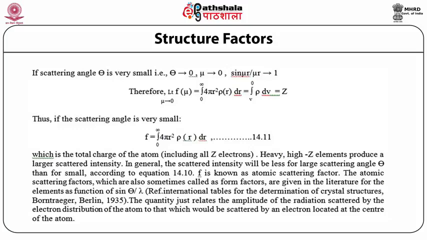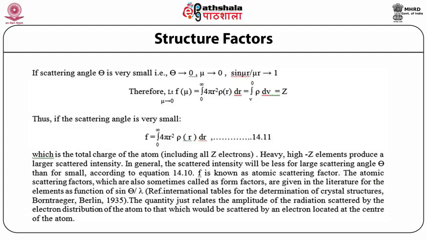Thus, if the scattering angle is very small, F is equal to the integral from 0 to infinity of 4 pi r square rho of r dr, referred to as equation 14.11, which is the total charge of the atom including all Z electrons. Heavy, high Z elements produce a larger scattered intensity. In general, the scattered intensity will be less for large scattering angle theta than for small, according to equation 14.10. F is known as the atomic scattering factor.